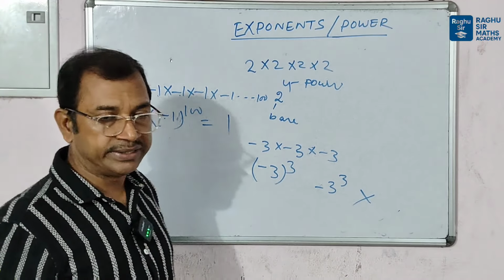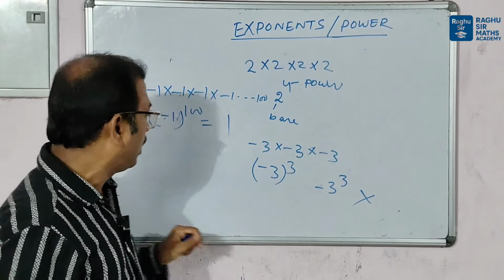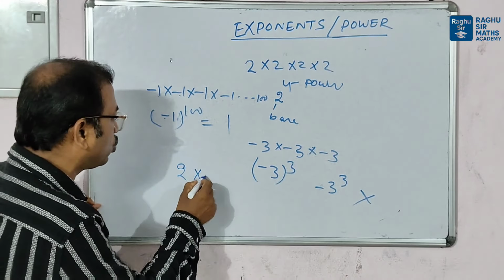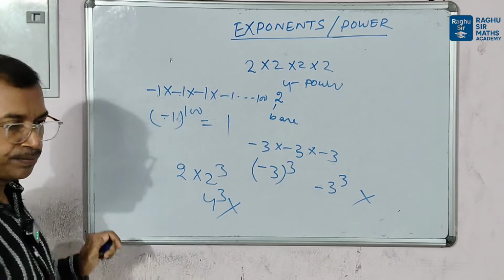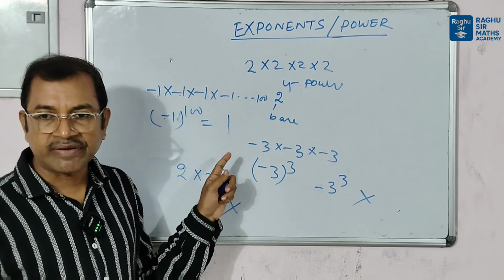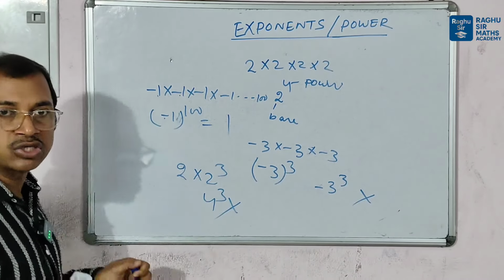So how can you operate? We cannot use general operations, like suppose 2 into 2 to the power 3. Don't write 4 to the power 3. This is wrong. So how to do this type of expression? There are certain rules, so I will discuss them one by one.